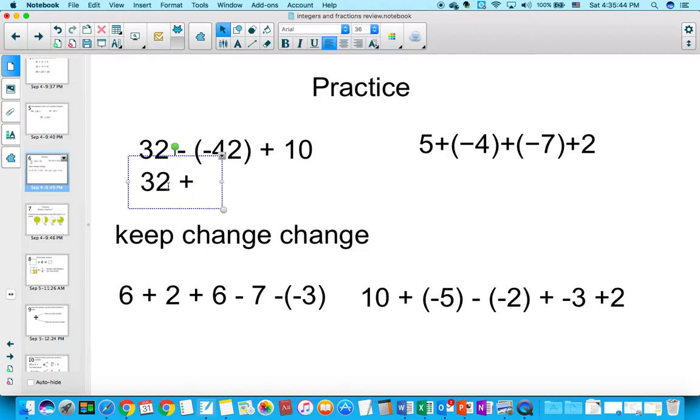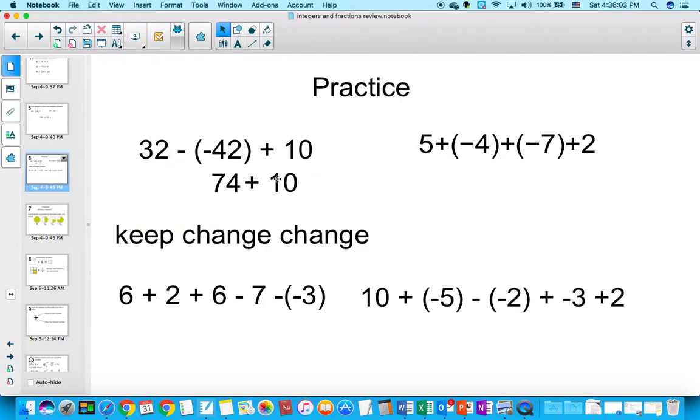And change, 42. 32 plus 42 is 64, right? Oh, sorry, not 64, 74. Oh, wow. Right? 4, 5, 6, 7. Yeah. So, 74. Then I just go, oh, plus 10. And I throw in the plus 10. And that becomes 84. Right? So your answer becomes 84.